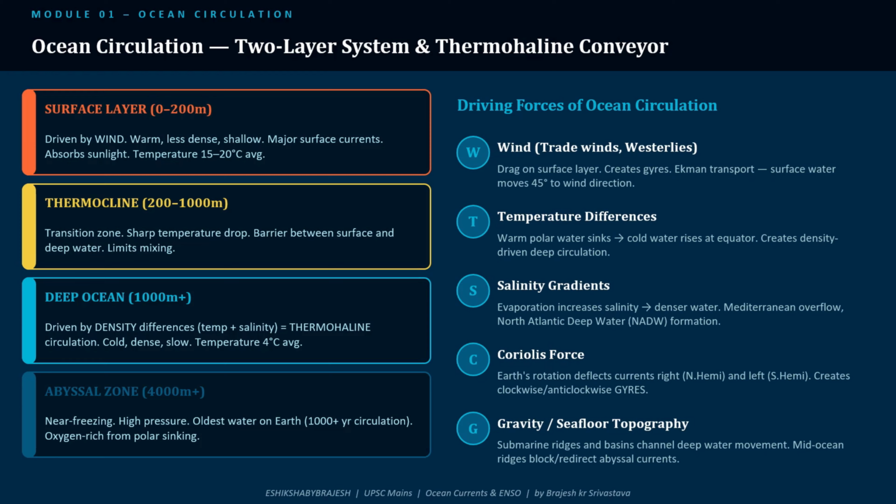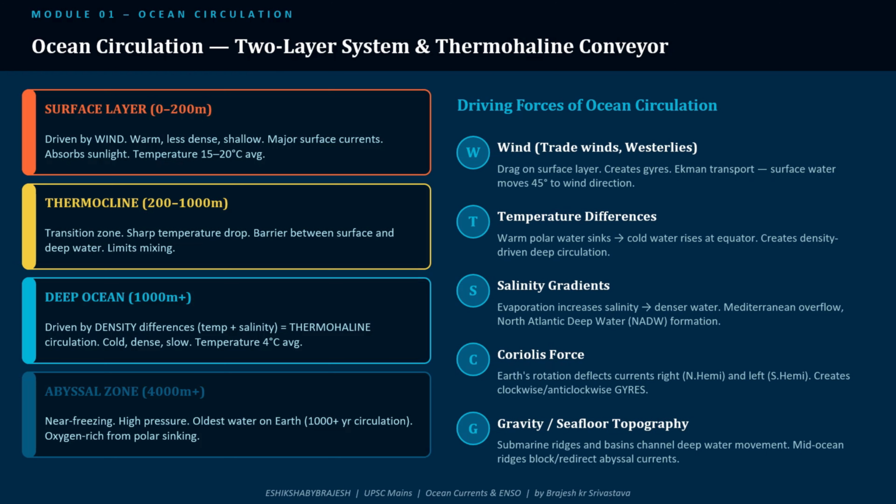The trade winds blow from east to west near the equator. The westerlies blow from west to east in mid-latitudes. These create the major surface current patterns. Temperature differences create density gradients that drive the thermohaline circulation. Salinity gradients also affect density.